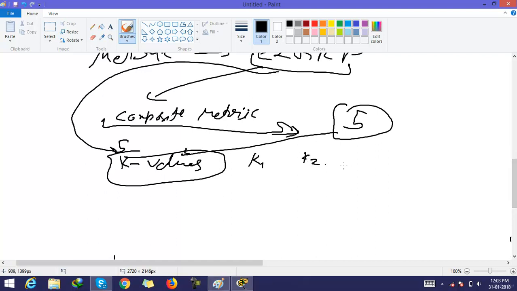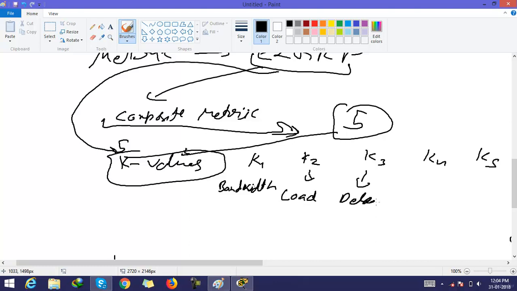K1, K2, K3, K4 and K5. K1 is bandwidth. K2 is load. K3 is delay. K4 is reliability. And K5 is MTU.